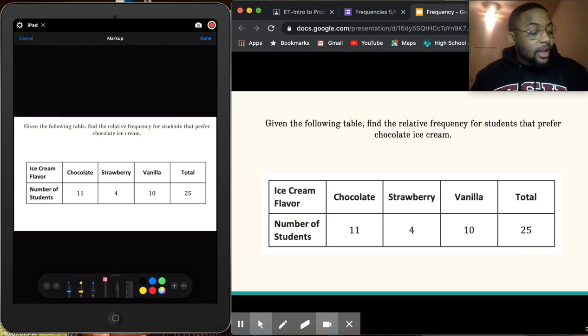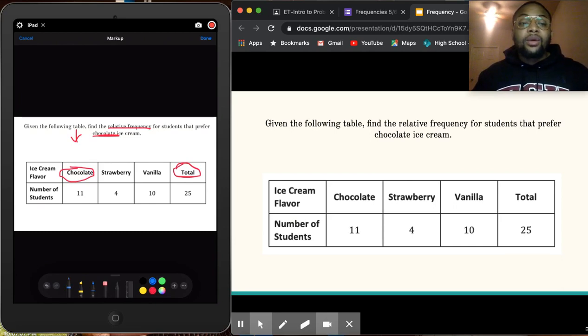So we're going to annotate. It says given the table. What table am I talking about? We're just going to say this one. Find the relative frequency of students who prefer chocolate. So here we see we have chocolate ice cream, my favorite. And then we have the total number of kids who were surveyed.